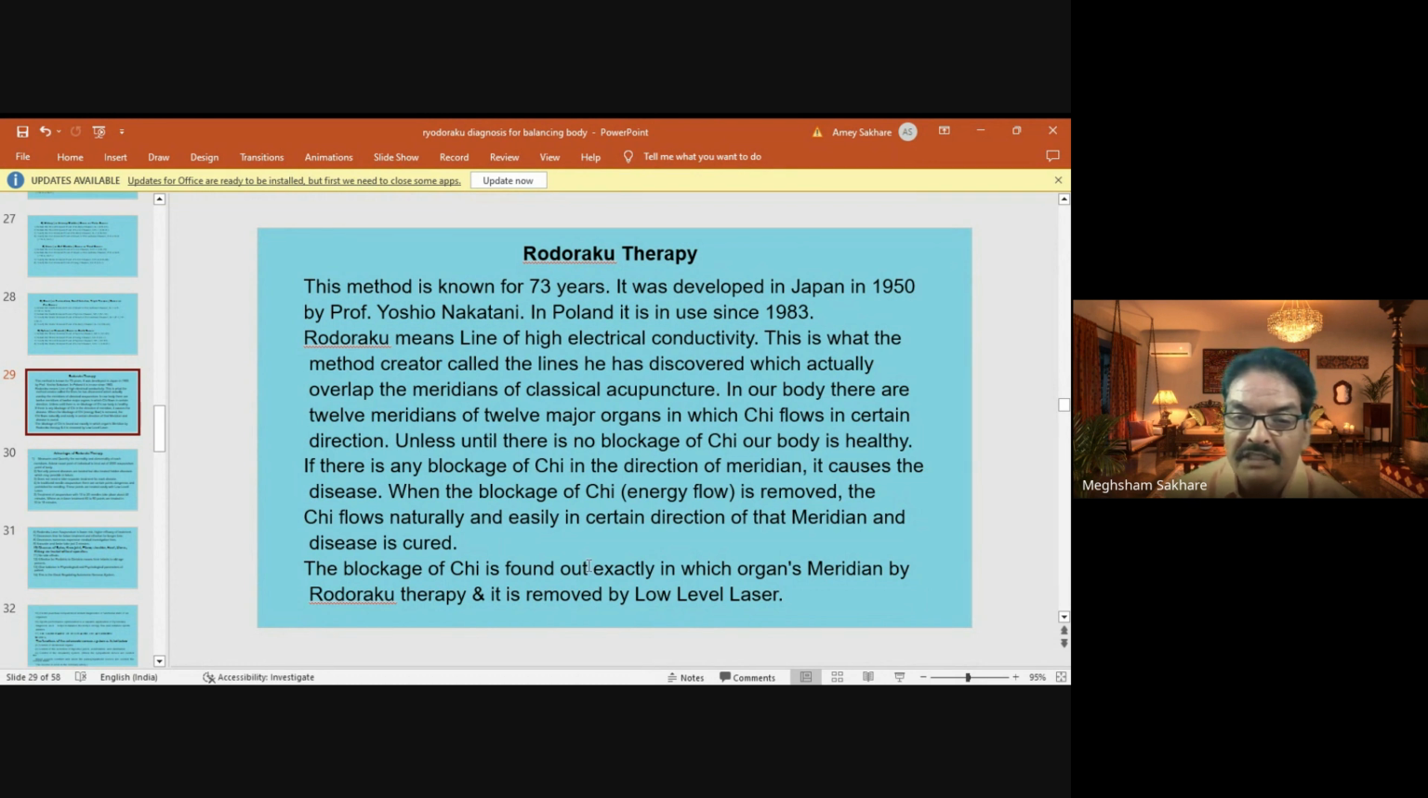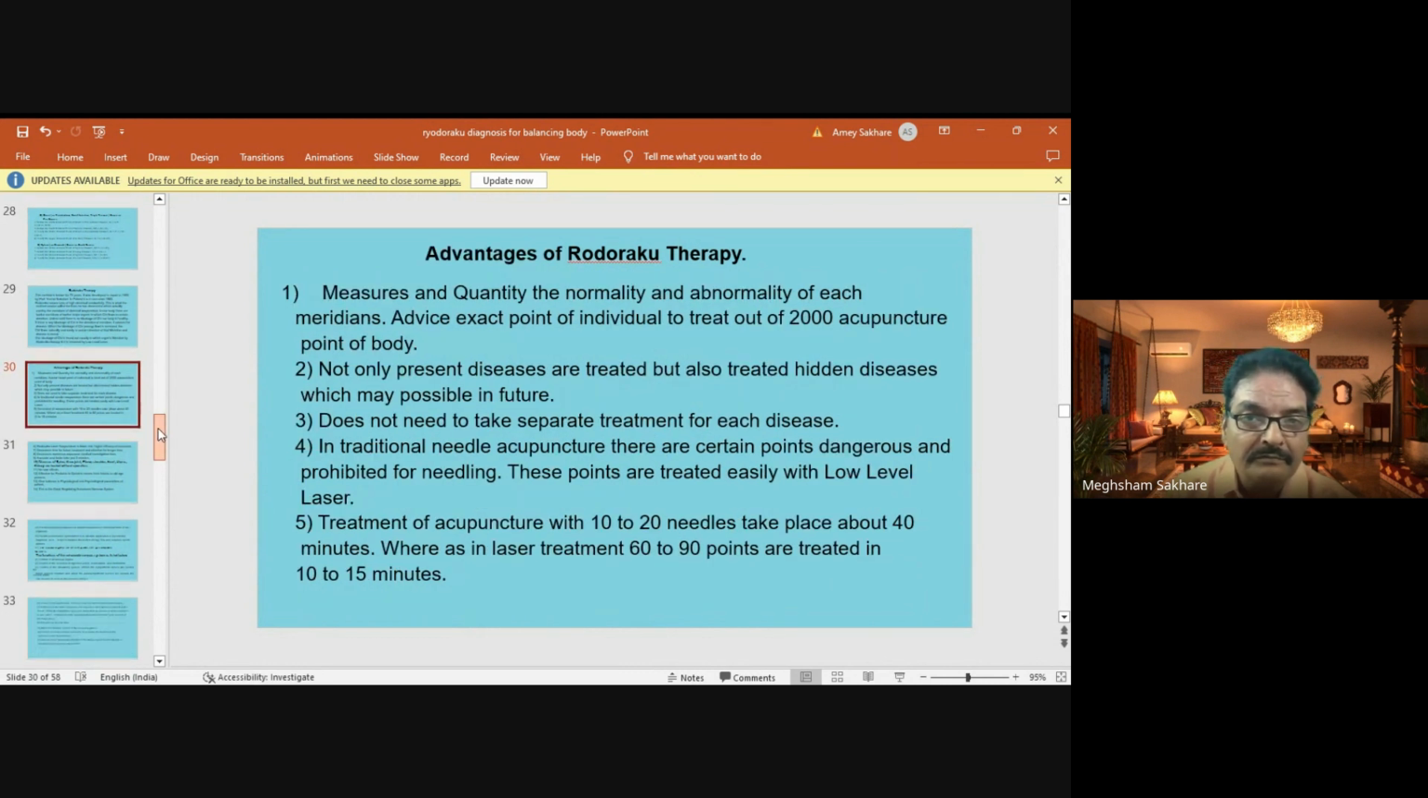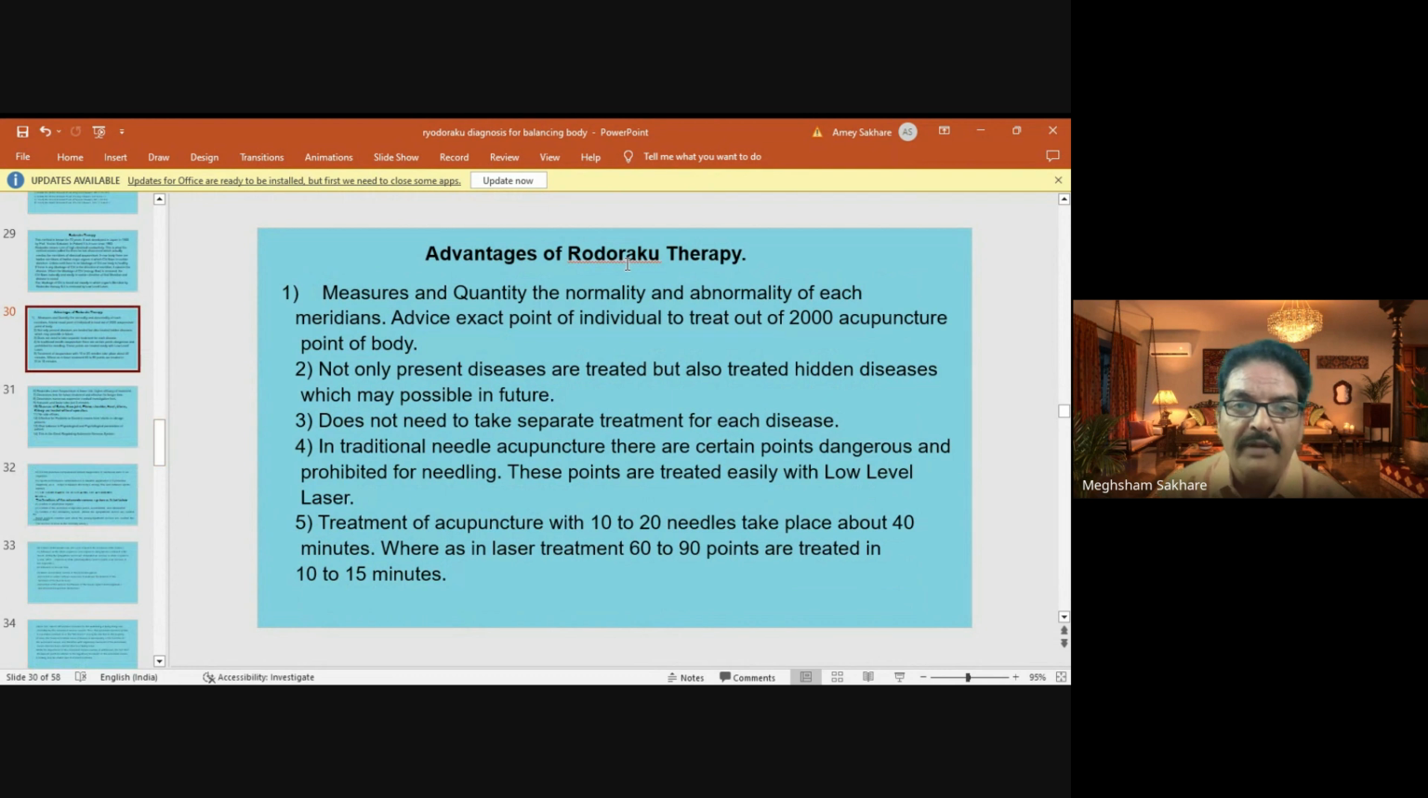The blockage of the chi is found exactly in which organ's meridian by Rodoraku therapy, and it is removed by low level laser therapy or soft laser therapy. Advantages of Rodoraku therapy: it measures and quantifies the normality and abnormality of each meridian. It advises the exact point of the individual to treat out of 2000 acupuncture points of the body, that is left and right side, including extra points.